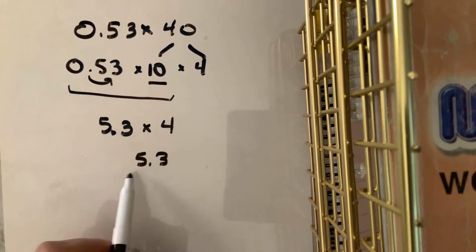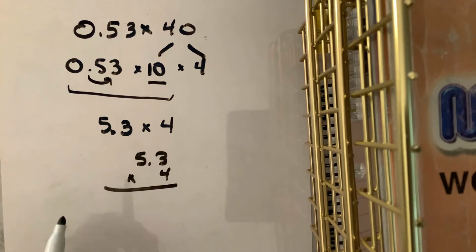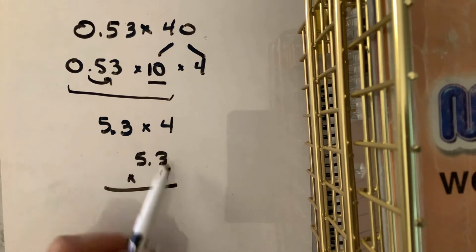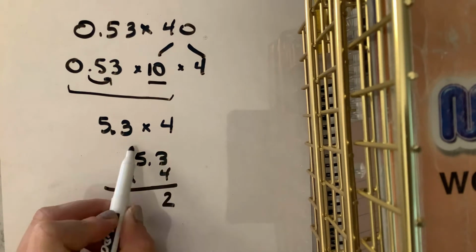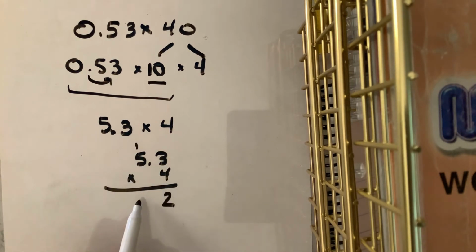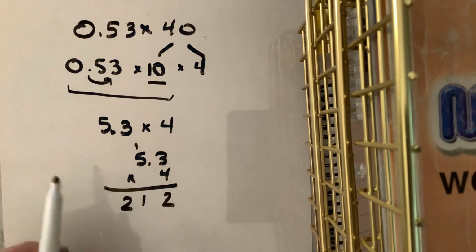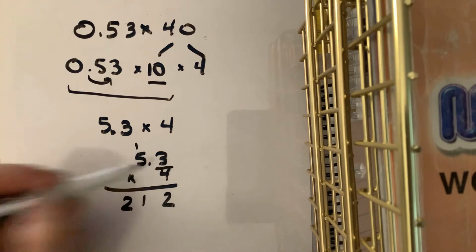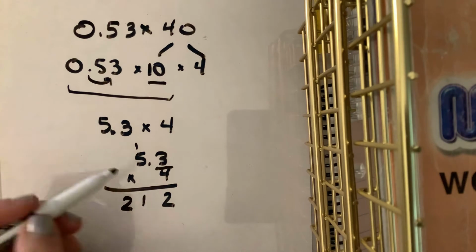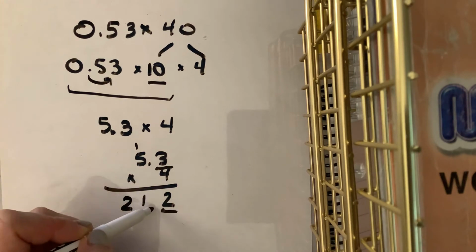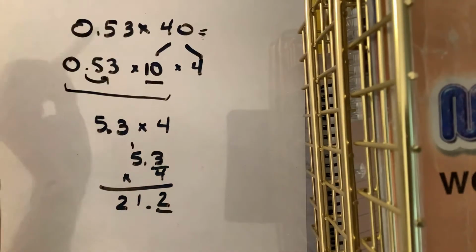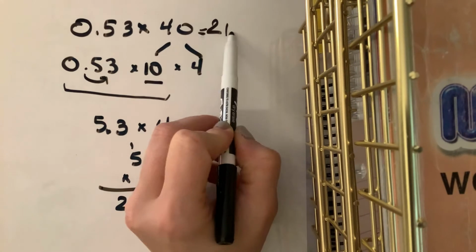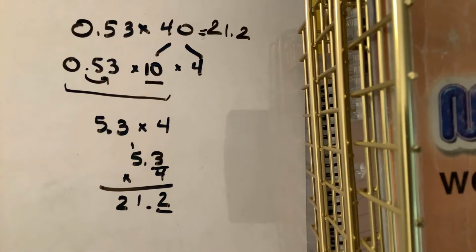Now, once we get here, you're probably going to want to write it vertically. But again, we know how to do this. This is a process that we know how to do. So 4 times 3 is 12, and we carry that 1. 4 times 5 is 20, plus 1 is 21. Remember, we look back at our problem. How many decimal places do we see in the problem? Just the 1. So that's how many we should see in the answer. So what's our correct answer here? 21 and 2 tenths. Okay.